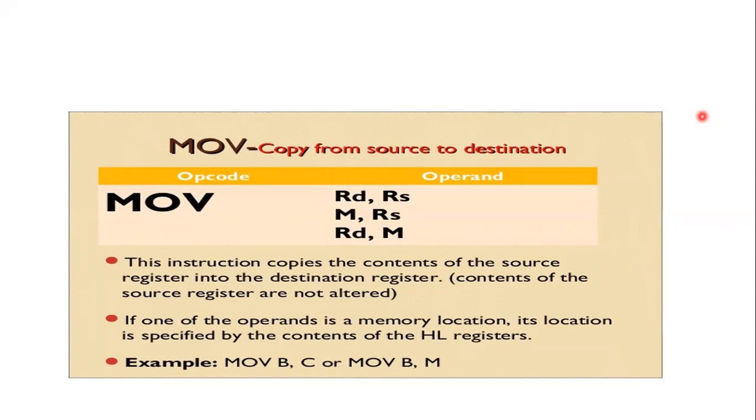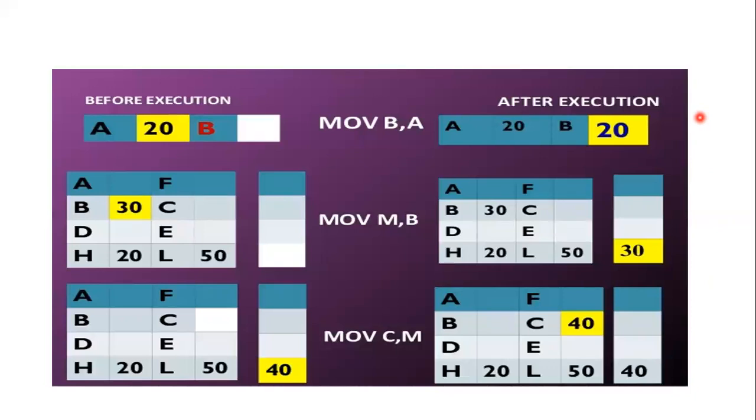We see an example. A is the register whose value is 20, and B is the register with no value. Before executing this instruction, the opcode is MOV B, A. That is, the content of register A is moved to B. A has the value 20. When this statement is executed, 20 is moved to B. A remains the same. So B becomes 20 and A has the value 20.